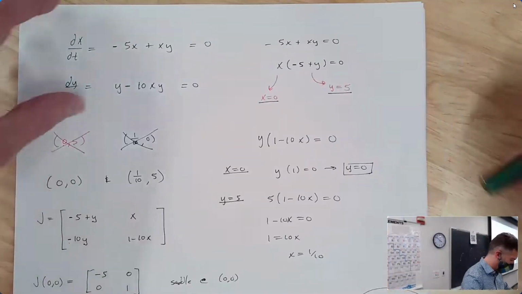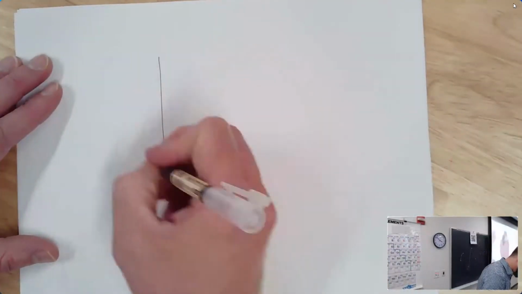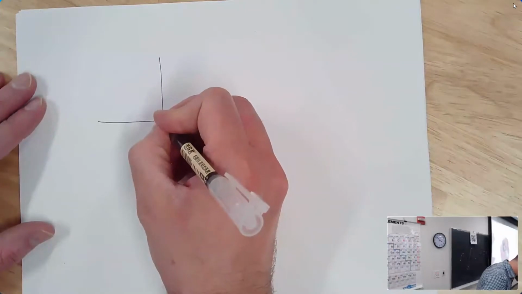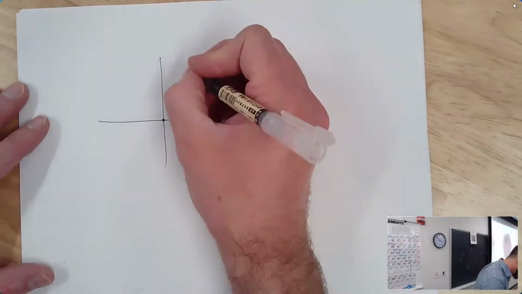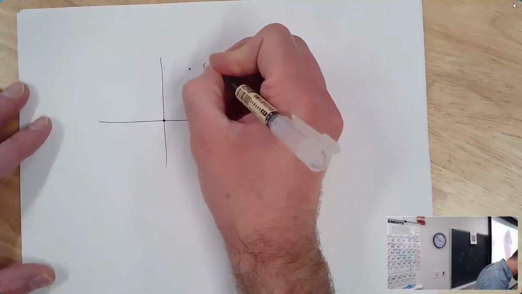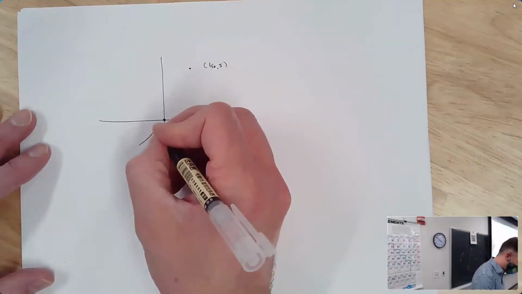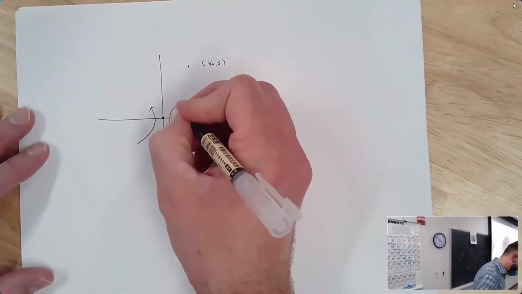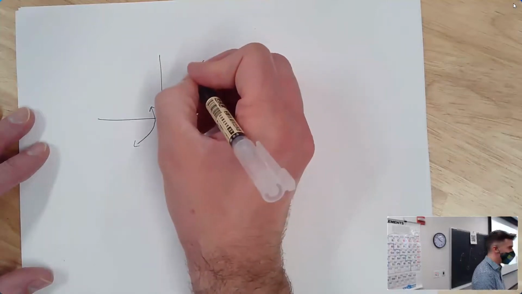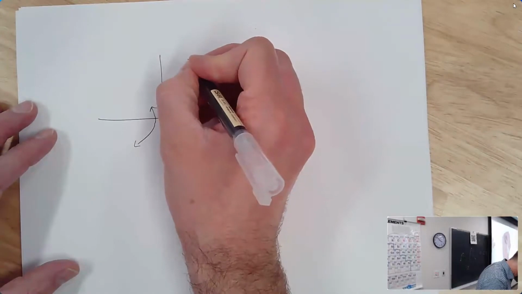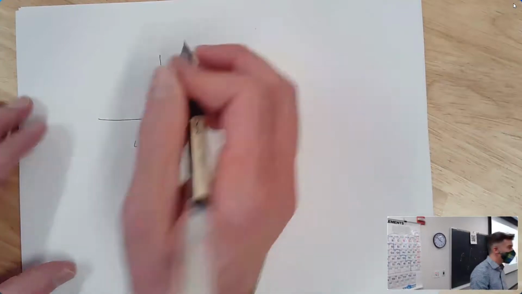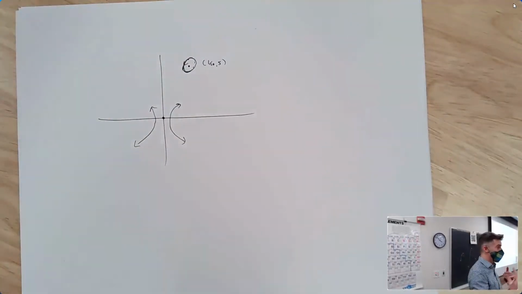So what's happening is, we have an equilibrium there at 0, 0, and another equilibrium over here at 1/10, 5. And here we have a saddle, so things are kind of going in one direction, out the other direction. And over here we have a center, which means locally, if you're right there, you're just going to be kind of going in circles. You don't spiral out, you don't spiral in, you just spiral around and around and around.